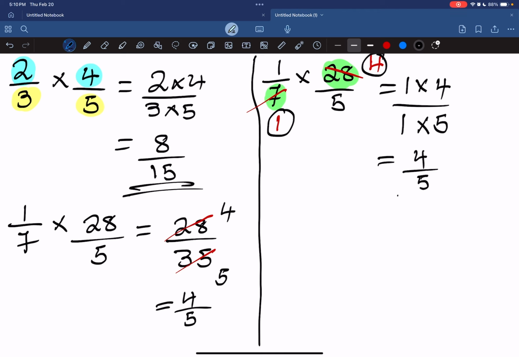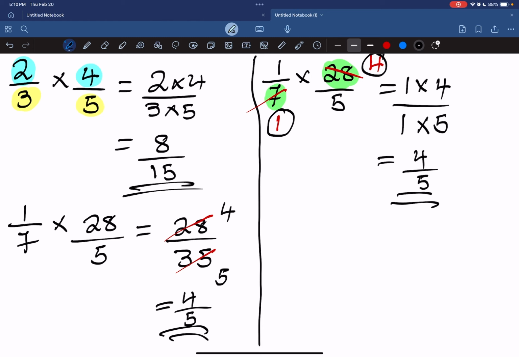So if you realize, we still get back the same answer. Either we simplify first, then multiply across, or we multiply across and then simplify after. Multiplying across means I multiply a numerator and a numerator, a denominator and a denominator. That's going to give me a number, and if that fraction can be broken down, then I'm going to break it down, or simplify it.